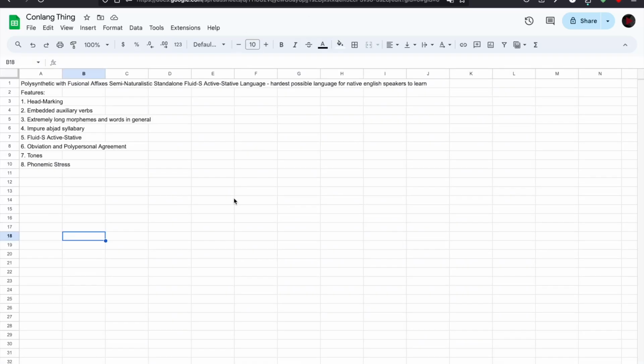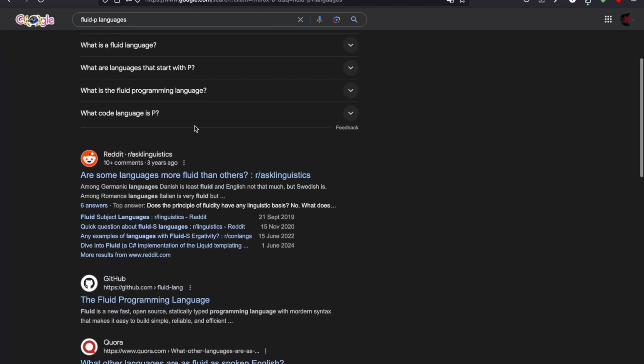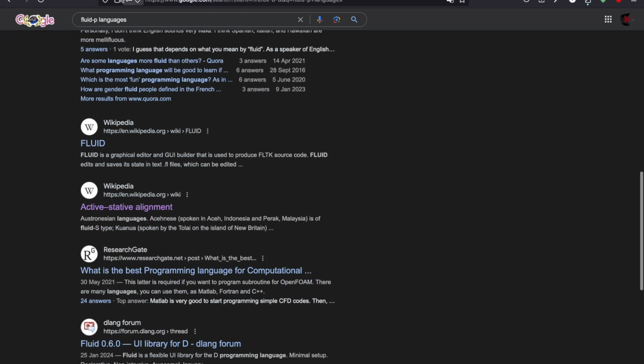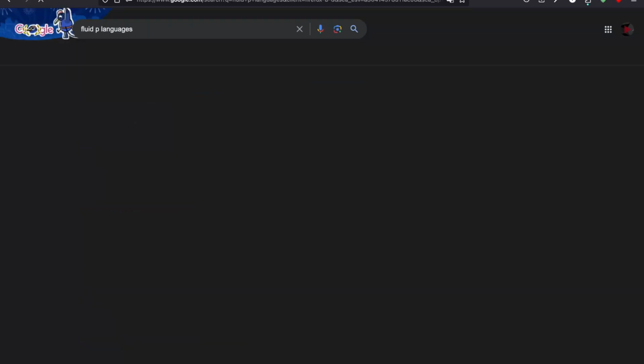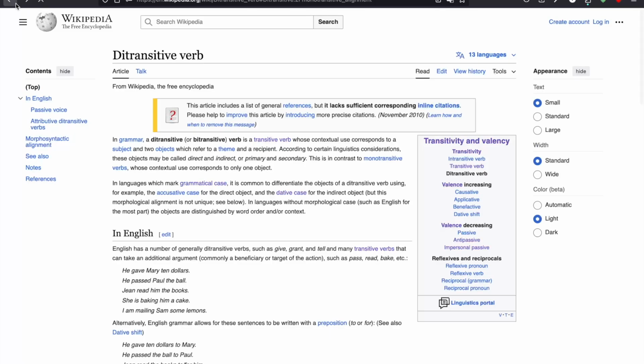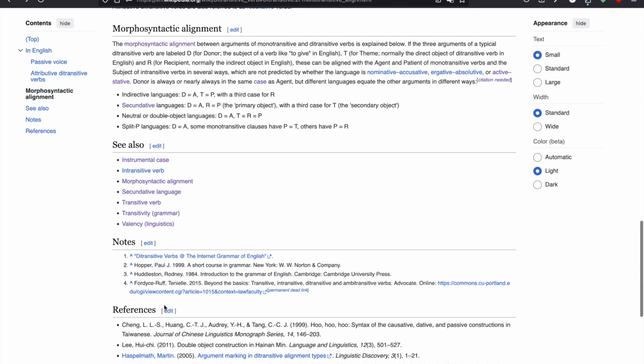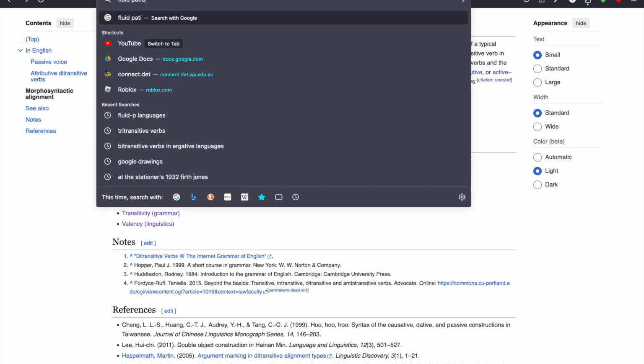For now, let's get back to the aims. Fluid P language. What information the P conveys, I have no idea, but I want to do it. Do those exist? I mean, fluid S languages are very rare. I don't think they exist. Fluid patience languages.